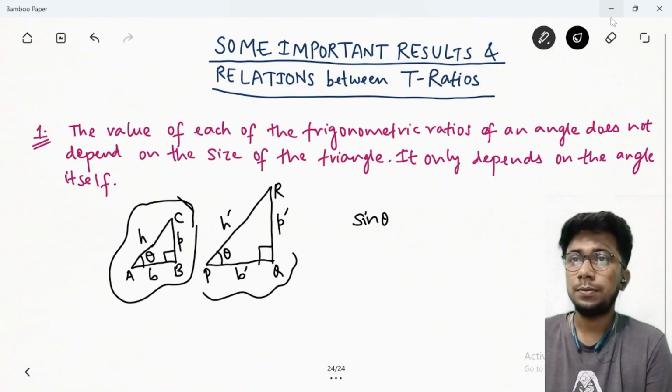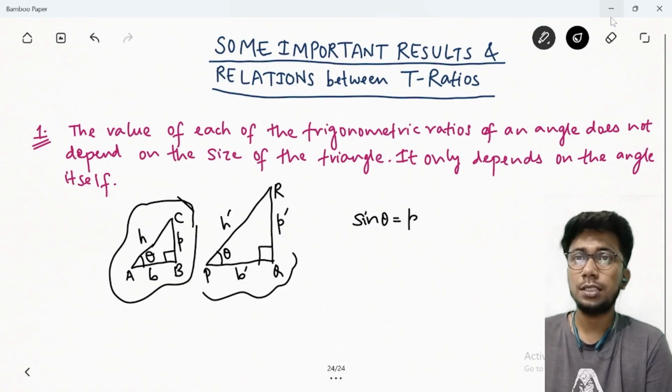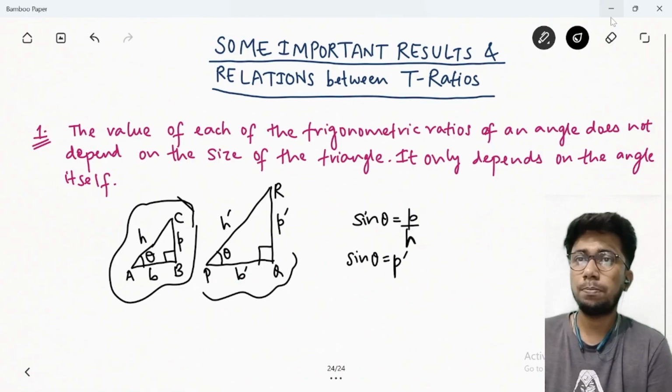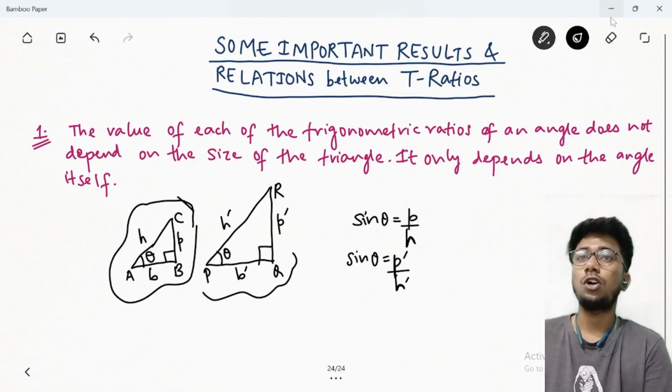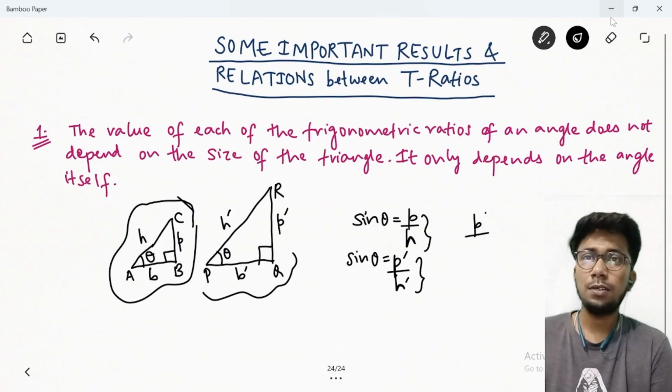That means sin theta, in triangle ABC, sin theta will be equal to perpendicular upon hypotenuse, that is P upon H, and in triangle PQR, sin theta is P dash upon H dash. So according to this result, this P by H and this P dash upon H dash are equal. That means we have P by H equals P dash upon H dash.